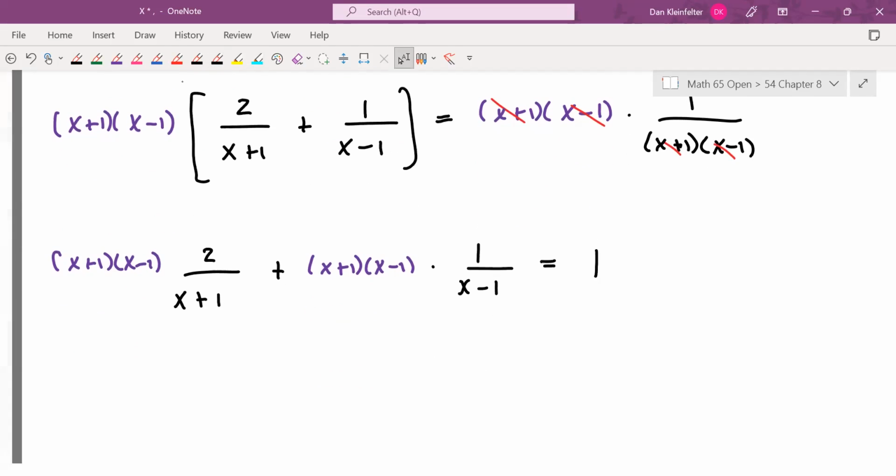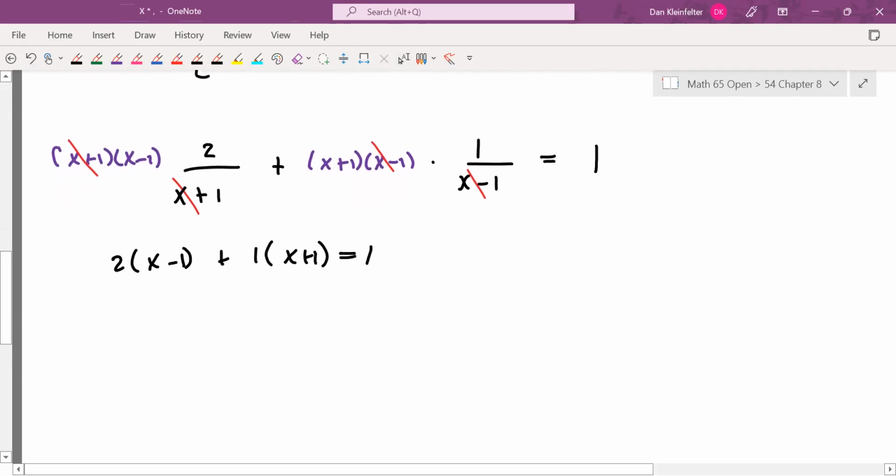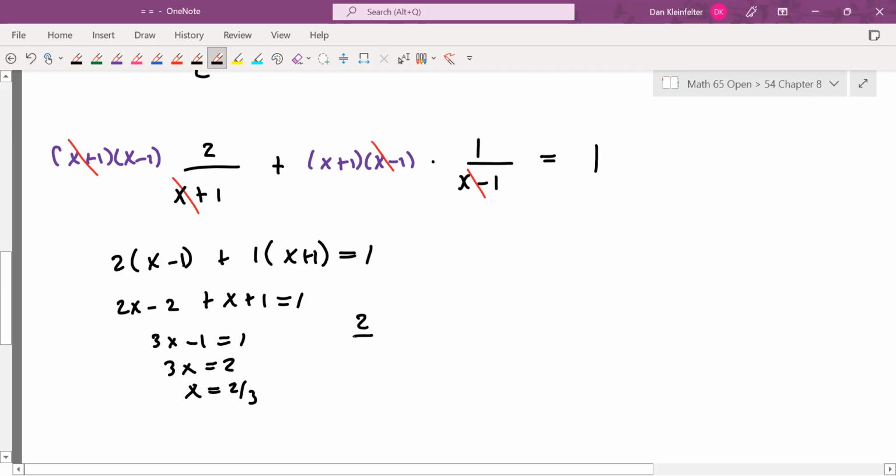On the first fraction, we'll have x plus 1 dividing out. In the second fraction, we'll have x minus 1 dividing out. So we'll be left with 2(x - 1) plus 1(x + 1), and that will equal 1. So here our fractions are gone, and from here it should be not too bad. We'll have 3x minus 1 is 1, 3x is 2, or x is 2/3. So our single solution here is going to be 2/3.